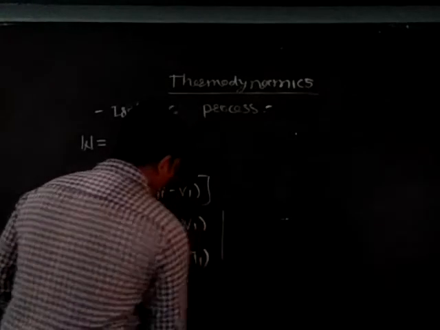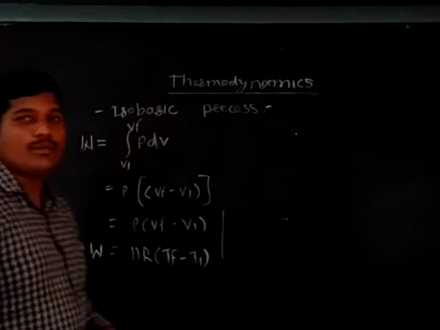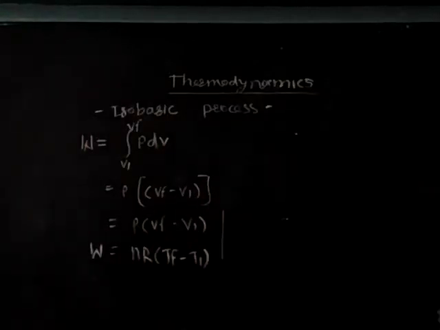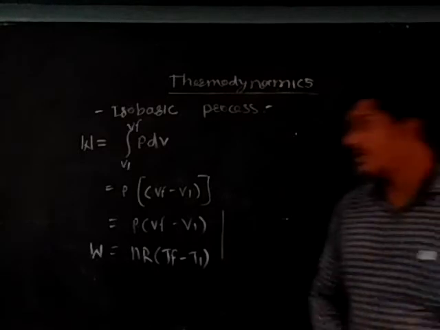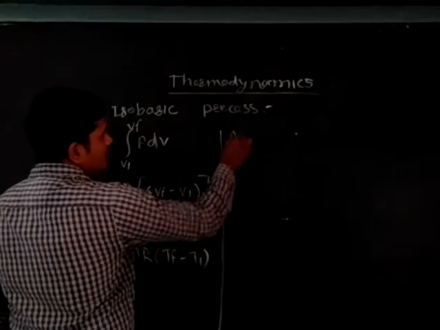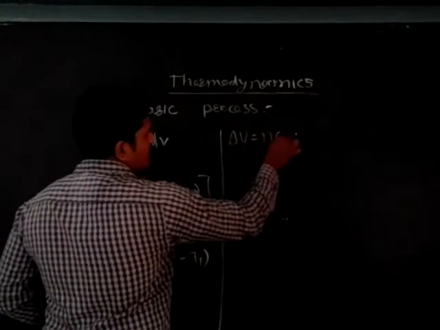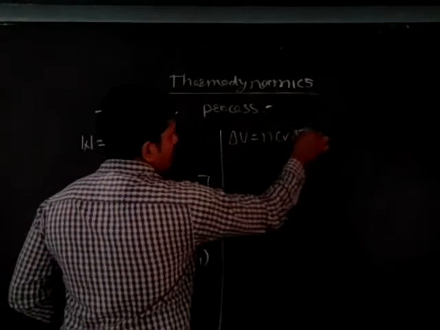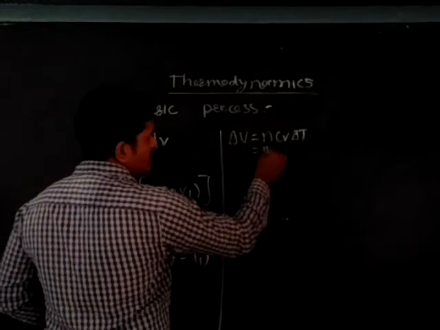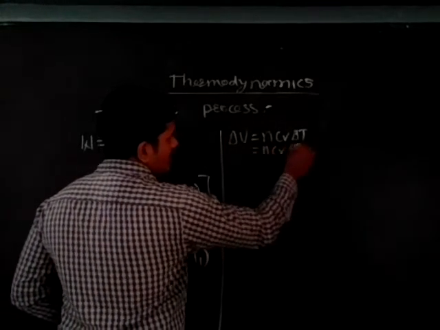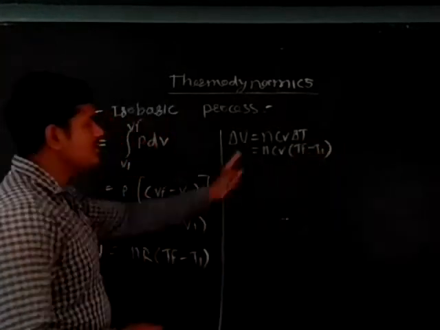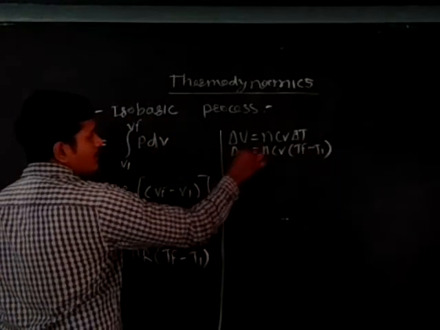Now we have to calculate the value of delta U. Now, as far as delta U is concerned, how can we calculate delta U? So delta U can be given as n Cv dT. Okay. So this delta U can also be written as n Cv (Tf minus Ti). This is the value of delta U.